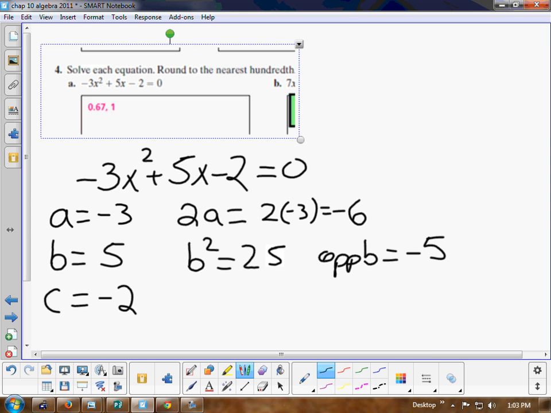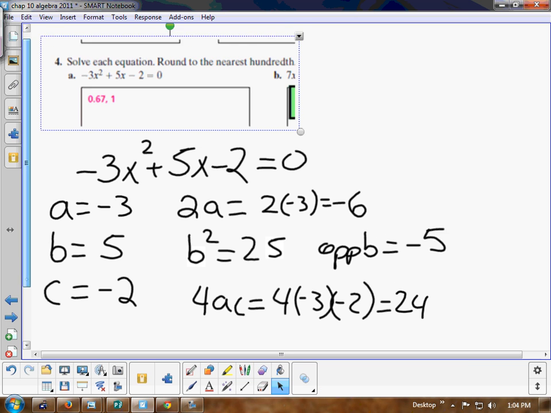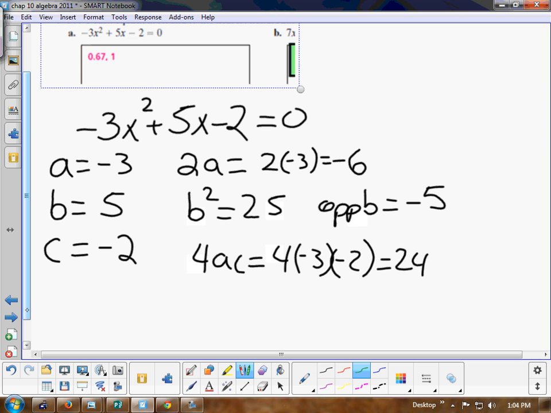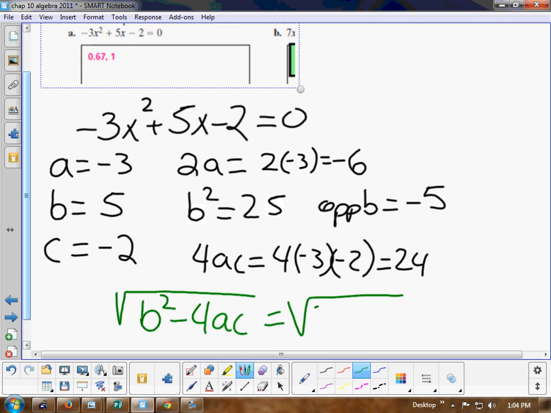Next, I need 4 times A times C. So that would be 4 times A times C. And that equals 6 times 4, which is 24. I can then go to the square root of B squared minus 4AC. That would be the square root of 25 minus 24.